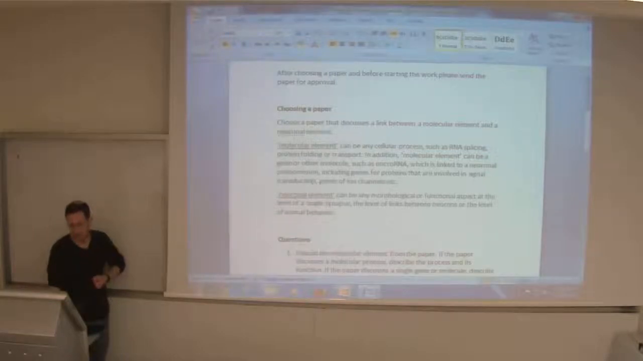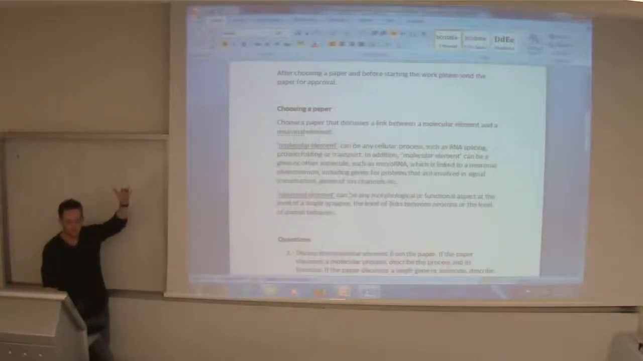Genes for proteins are involved in signal transduction, genes of ion channels, directly related to neuronal functions or less directly, such as microRNAs and so on. So anything molecular, either a gene, another kind of molecule, a process, anything that's molecular. The neuronal element can be any morphological, functional aspect at the level of a single synapse, or at the level of links between neurons, meaning neural circuits, or at the level of the animal behavior.